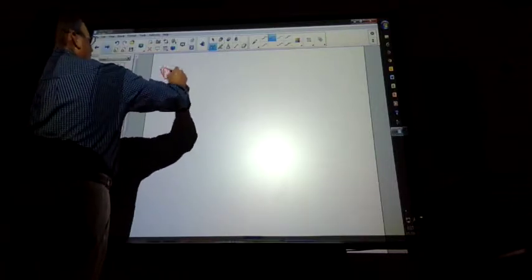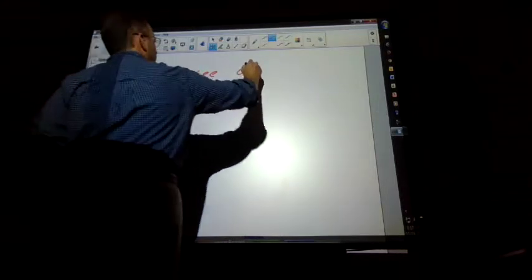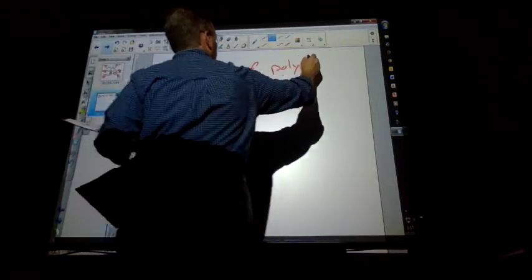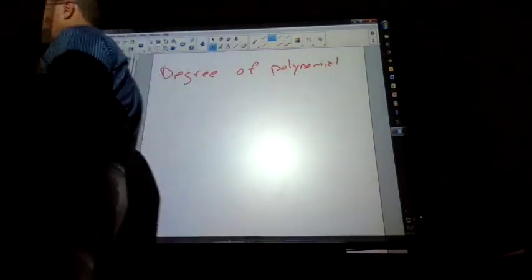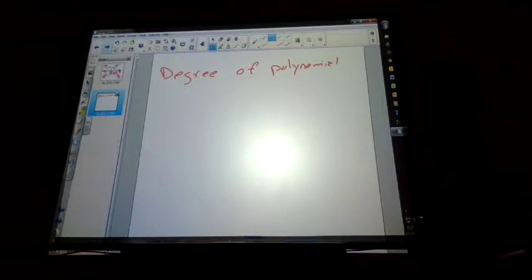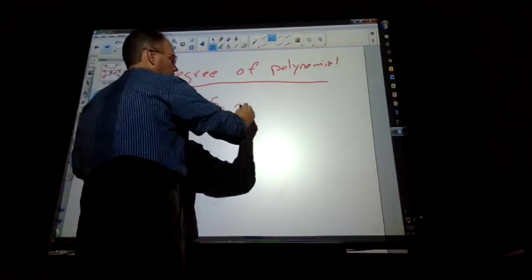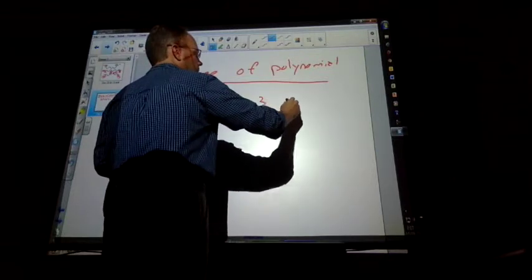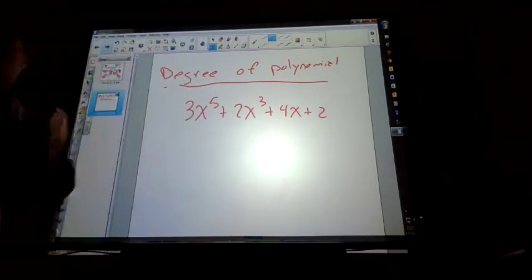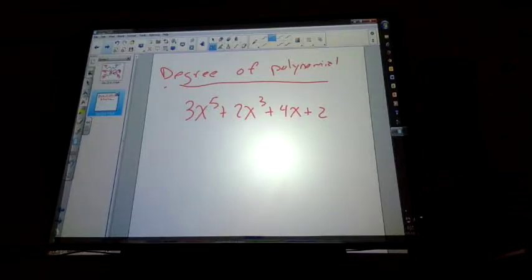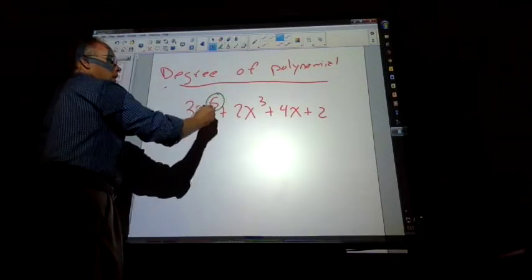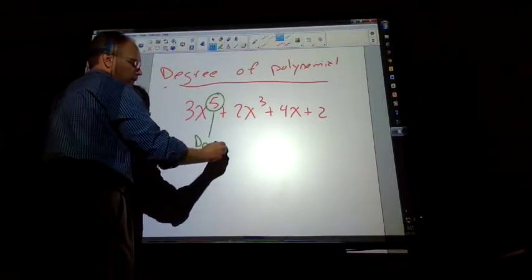So then we need to define a few things. The degree of a polynomial is the highest exponent. It doesn't have to be the very first thing. If something was in standard form, it doesn't matter if you don't have all the terms. You find your highest exponent, and you say that's the degree. So this is called a fifth degree polynomial.